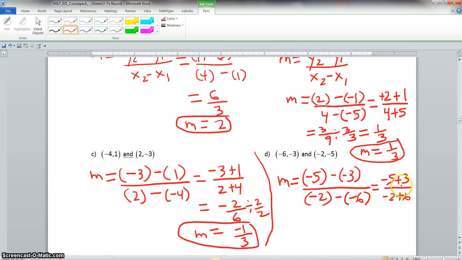Now, negative 5 plus 3, we know would give us a negative 2, all over negative 2 plus 6 is 4. Now we could divide both of these by 2. And this would give us, our slope would be a negative 1 all over 2. So our final answer here would be a negative 1/2.